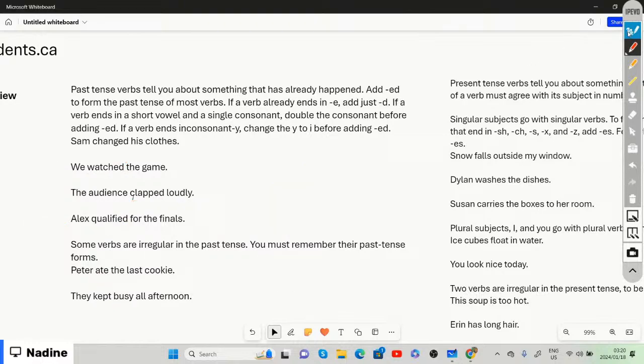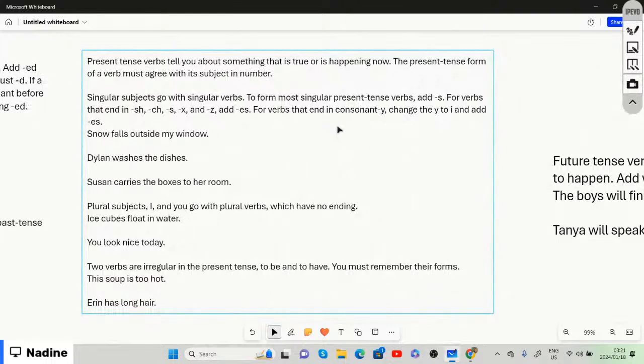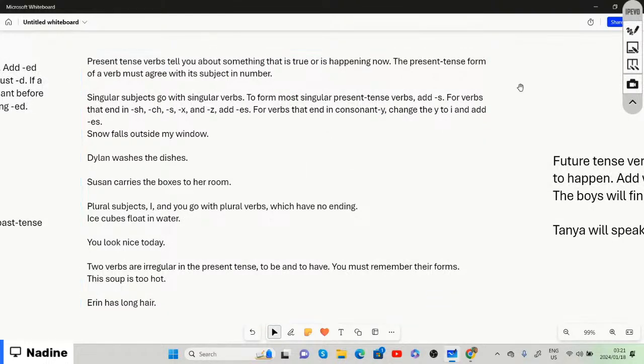All right. Then we have the present tense form, right? Then we have the present tense verb. And the present tense verb tells you about something that is true or is happening now. That is in the present. The fact that you are either watching or listening or writing or sitting is something that you're doing now, right? It is something that is true or is happening currently, which is now.